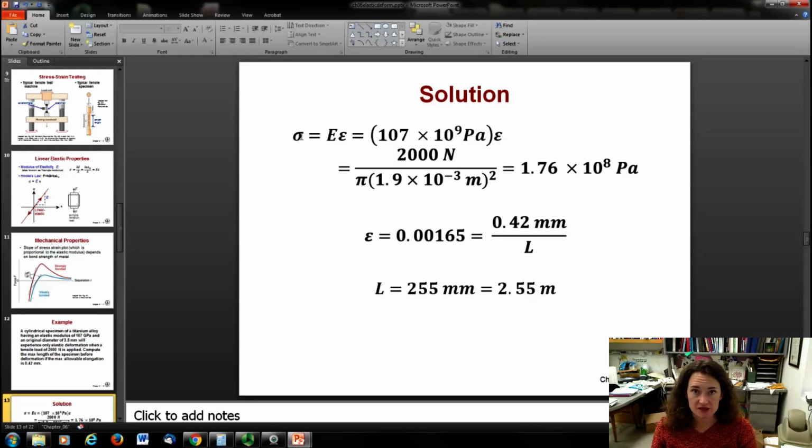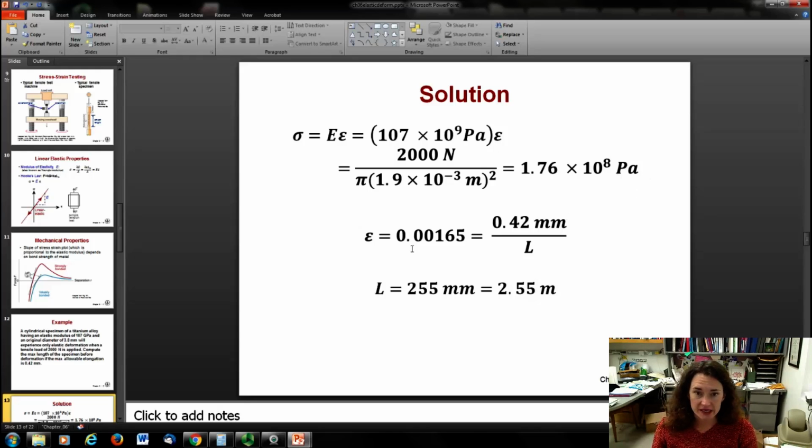Now, sigma is our stress, and the stress is the force per unit area, okay? So the force here is 2,000 newtons, and then we're going to divide by the cross-sectional area of the material. The cross-sectional area of a cylinder is that of a circle, so that's pi r squared. So you have pi times 1.9 millimeters squared. Now it's 1.9 millimeters because the diameter was given and not the radius, and so we need to divide by 2. So you have 2,000 divided by pi times 1.9 millimeters squared, and then when you solve for that, you get your stress, which is 1.76 times 10 to the 8th pascals.